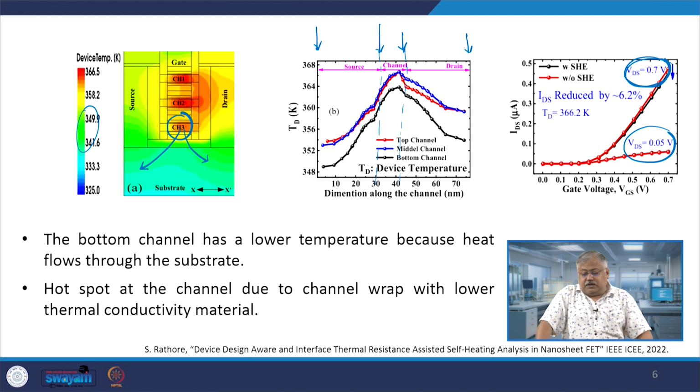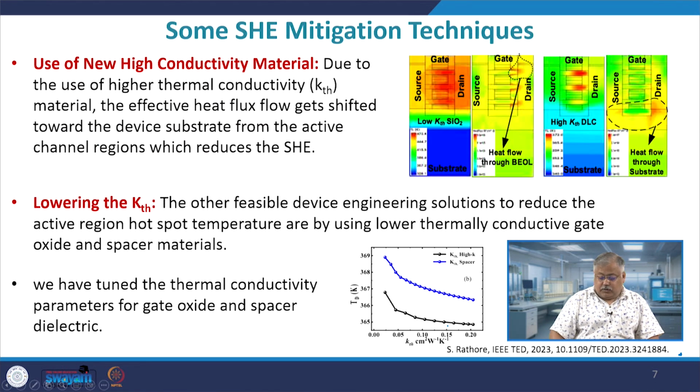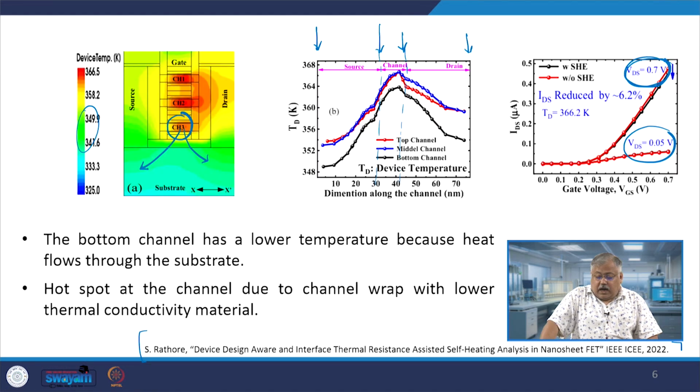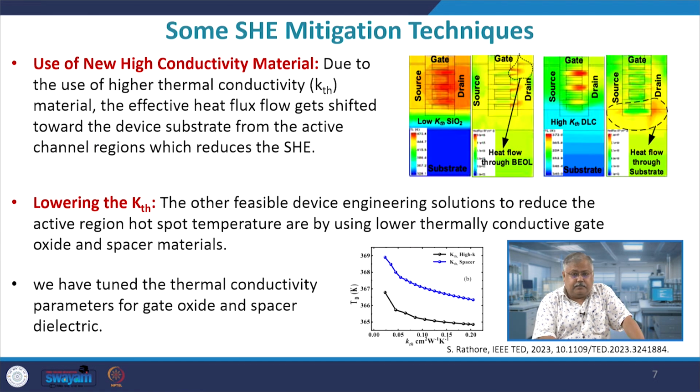So, what we have seen is through our study, and the paper is available to us, this paper which we have referred to, our group's paper, and this is what we have found out. The reduction in the drain current is approximately 6% with respect to VDS equals 0.5. At VDS equals 0.005, there is obviously no change in the current.